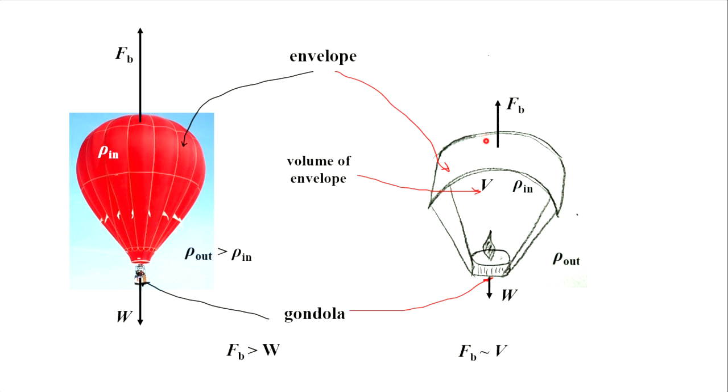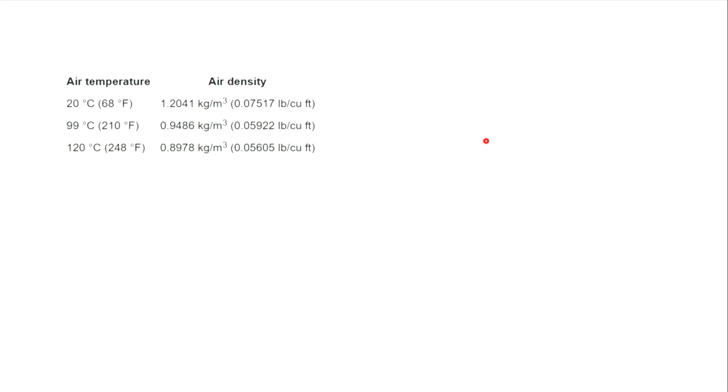For those who want to do calculations on their own, here is some helpful information. In this table, you can find the density of the air as a function of temperature for 3 temperatures. The mass of the candle you can take equal to 10 grams, and the mass of the mask is about 3 grams.